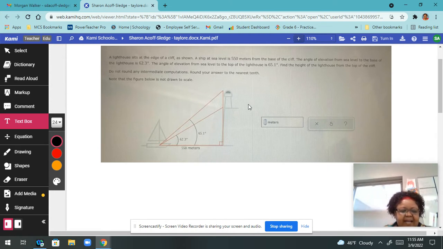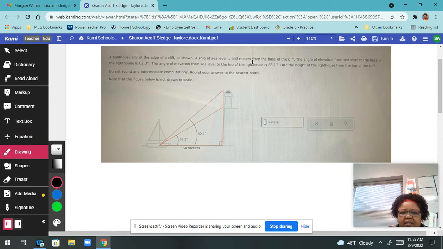So this one says a lighthouse sits on the edge of a cliff as shown. A ship at sea level is 550 meters from the base. So that's the ship, that's the 550 meters from the base of the cliff. The angle of elevation from sea level to the base of the lighthouse, which is right here, is 62.3. That's that angle right there. And then the angle of elevation to the top of the lighthouse is this angle right here, 65.1.